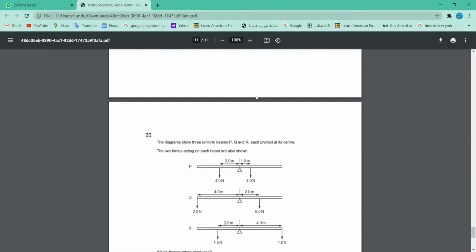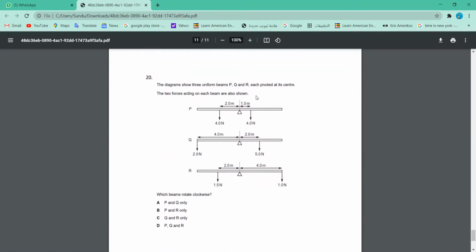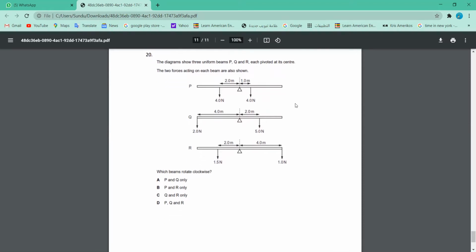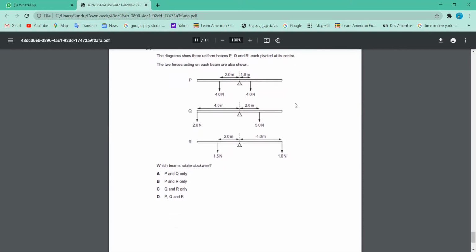Question number 20. The diagram shows three uniform beams, P, Q, and R, each pivoted at its center. The two forces acting on each beam are also shown. Which beams rotate clockwise? Okay, if the fulcrum is at the same place, there are only two forces, both acting downwards in all three cases. So we know that the right-hand side is clockwise, and the left-hand side is anti-clockwise. So which beam will rotate clockwise? Whichever has a greater clockwise moment.